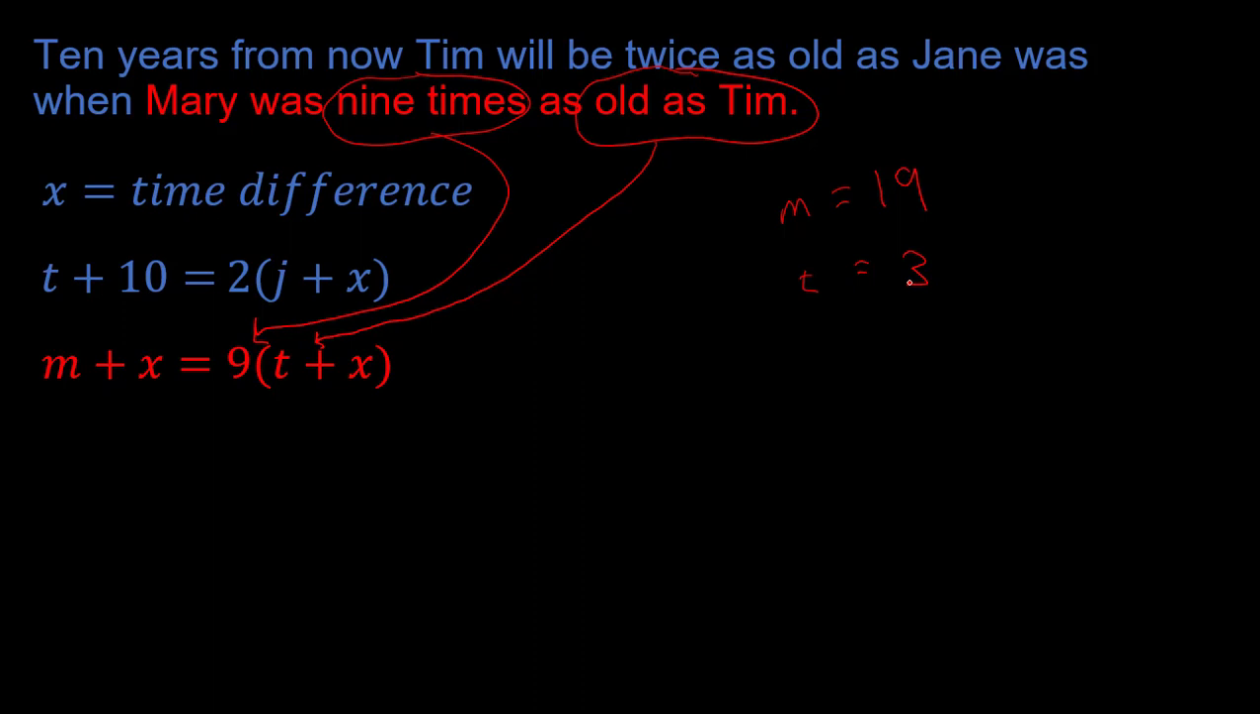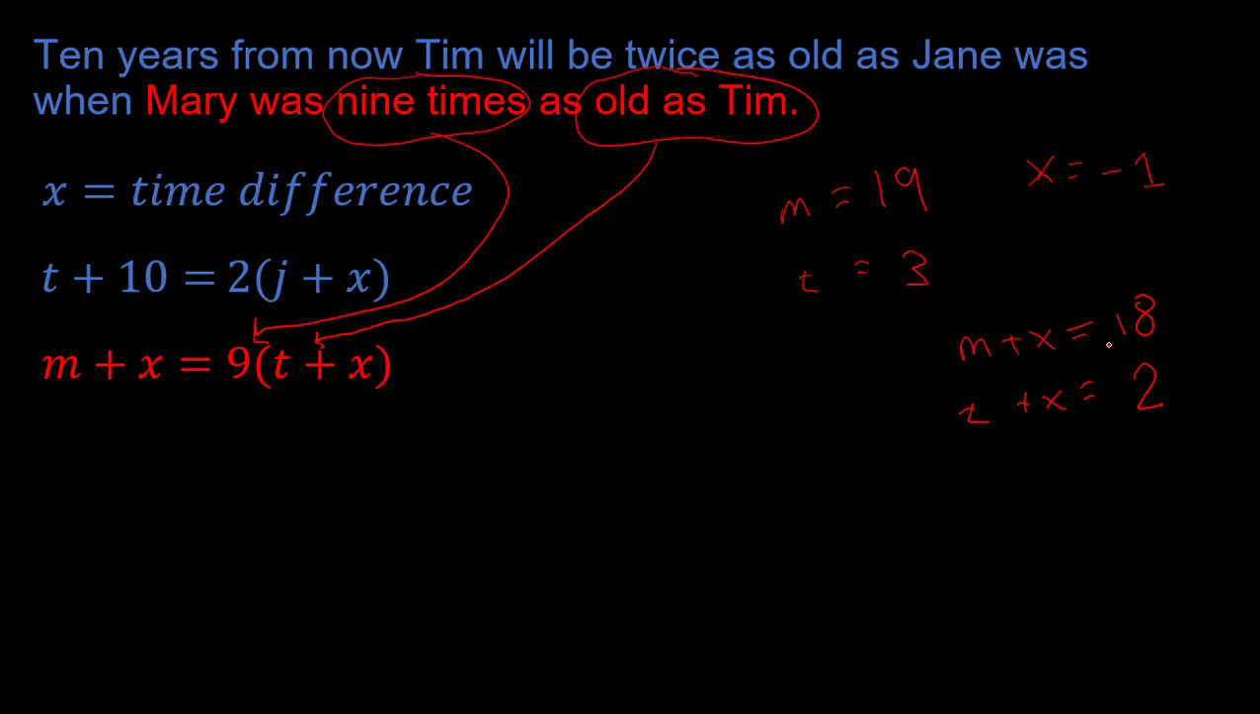So if we wanted to find a certain time when Mary was 9 times as old as Tim, let's just say our x value is going to equal -1. That means a year before, so 1 year prior. So 1 year prior, we'd have m plus x equal to 18, because it's just 19 minus 1, and t plus x would be equal to 2, because it would be 3 minus 1. So in this case, you could see m plus x is equal to 9 times t plus x.